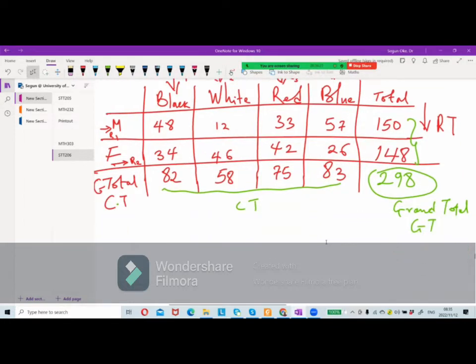So we cannot proceed by solving it one after the other. We need to make the expected value from the table. How do we get our expected value from the table? The expected value will now be the total of each of the following. It will be RT multiplied by CT divided by the grand total.